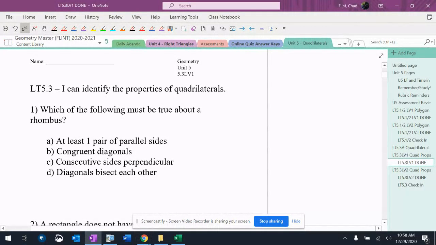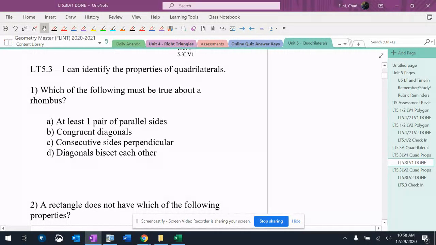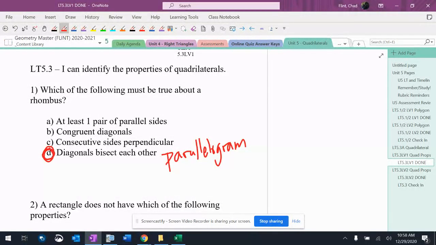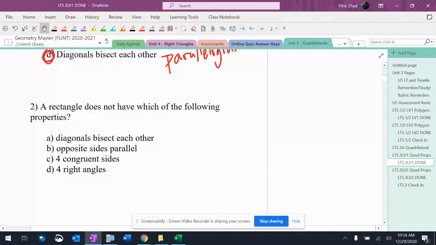So number one says, which of the following must be true about a rhombus? So one pair of parallel sides, that's a trapezoid. Congruent diagonals, that's a rectangle or an isosceles trapezoid or a square, but not a rhombus. Consecutive sides are perpendicular, that's a rectangle again. Diagonals bisect each other, that's true about a rhombus. It's not a specific rhombus property, it's actually a parallelogram property. But a rhombus has parallelogram properties.